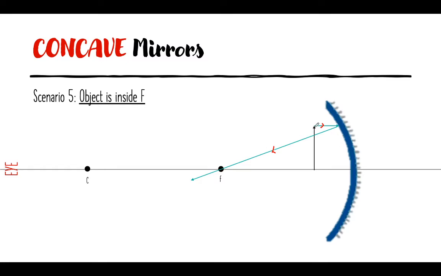My second set of lines, again, just like the previous scenario, I cannot draw a line between the object and F because it's actually closer than F. So what I'm going to do, just like I did in the previous scenario, is line up the top of my object to that point where the principal axis meets the mirror. That's going to be my incident ray. And that line is going to be reflected back, just like that. Again, keeping in mind that my angle of incidence is equal to the angle of reflection.